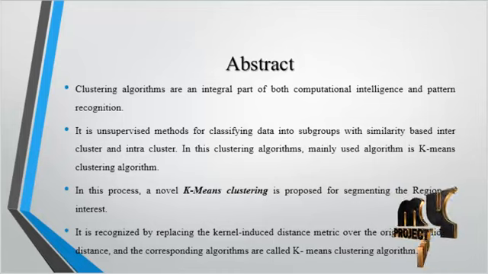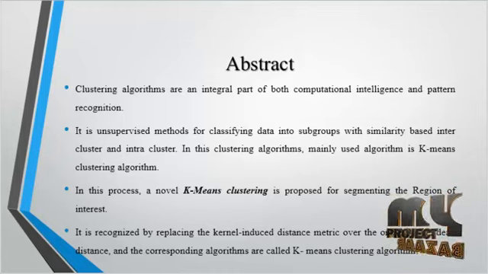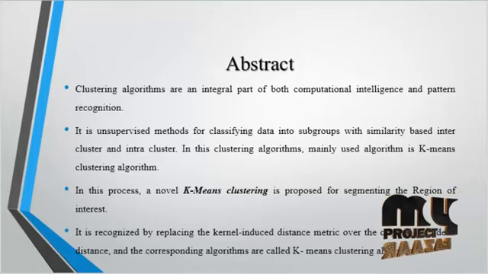Hence, in this process, the k-means clustering algorithm is proposed to segment the region of interest, that is the affected regions, and it is recognized by replacing the original Euclidean distance with a kernel-introduced system matrix, and the corresponding algorithm is called the kernel k-means clustering algorithm. With this method, we can segregate the image into 3 or more categories. By these categories, we can segment the region of interest more accurately and finely. Hence, this process achieves fine segmentation by using the k-means clustering methodology.